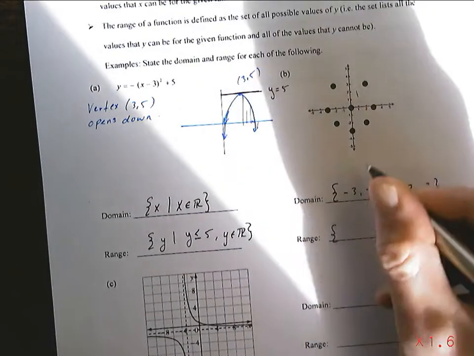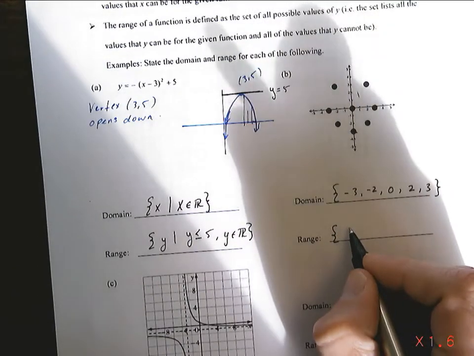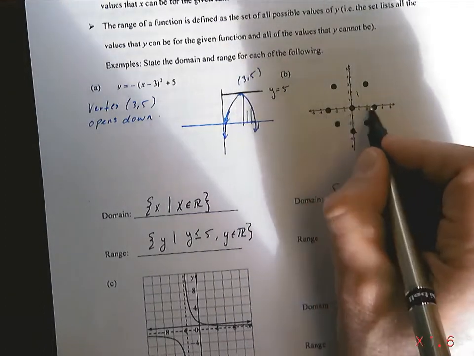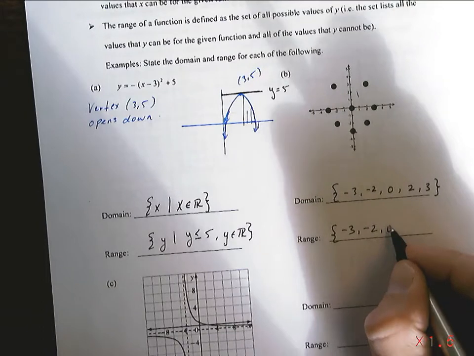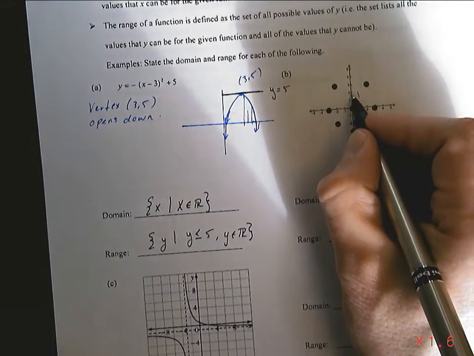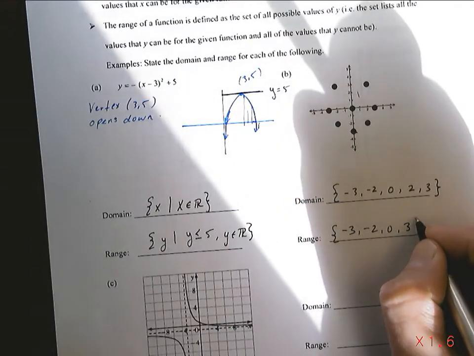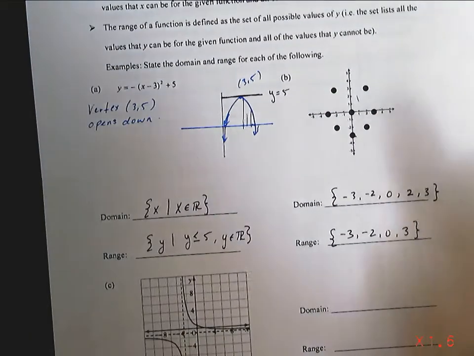The range is going to go down to -3. I have one at -2. In fact, there's 2 of them. I have 3 of them that are at 0. And I have, it looks like, 2 of them at 3. Okay, so that was looking at the y values.